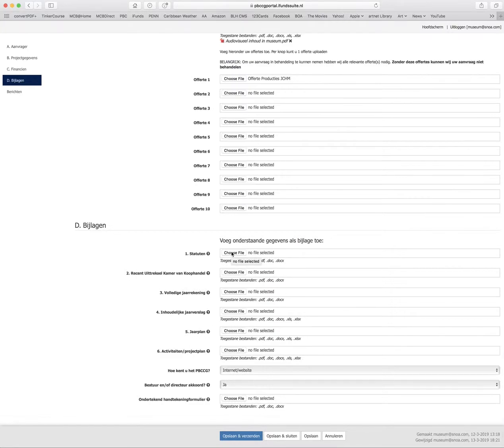Your statuten, we would like to see your statuten. So you make sure that you put your statuten in there, your bylaws. You choose a file, your recent Chamber of Commerce registration. You choose that, you put that in there. You choose a jaarrekening if you have them. If you don't have something, we just want to have an overview of what. You don't need to have something that's audited by accountants. Just give us whatever you use to keep track of your finances. You're going to put that in there. If you have a jaarverslag, we would love to see that. It gives us an idea of how serious you are as an organization. If you use a jaarplan, please select that, add that to any activiteiten projectplan.